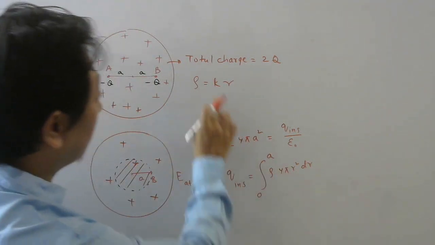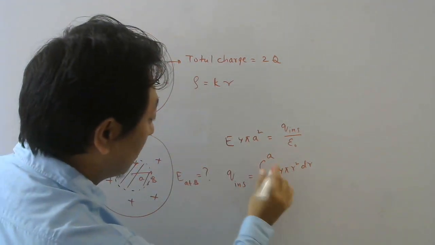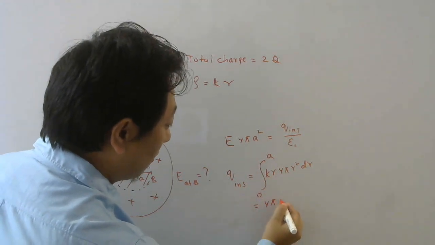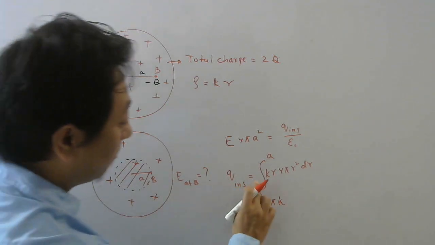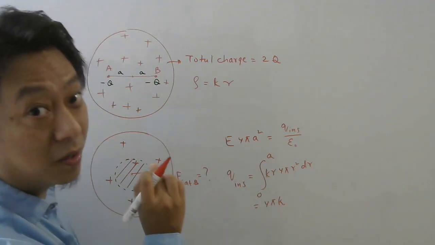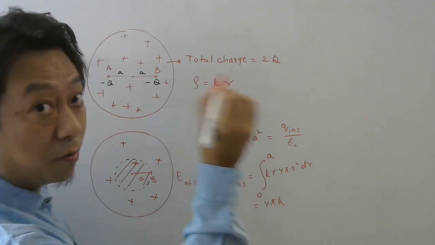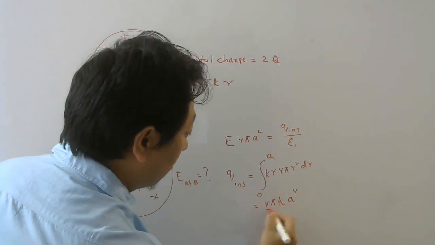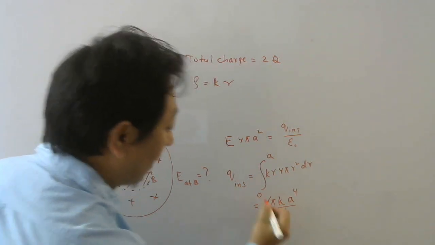Now what density have they given? Kr, substitute here. Constants you can take outside. 4 pi k will come outside. Integral here r square, so integral r cube dr will give you r power 4 by 4. When you put the upper limit, you will get a power 4 by 4. So the 4 will cancel.